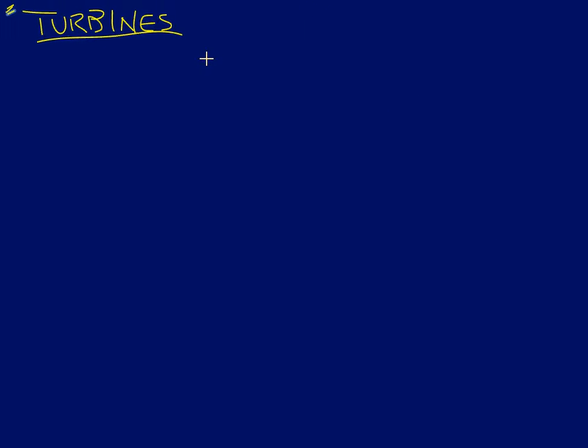Okay, this video is talking about turbines, and I want to look at an air turbine. I'm going to assume for the air that Cp equals approximately 0.25 BTUs per pound degree Fahrenheit.